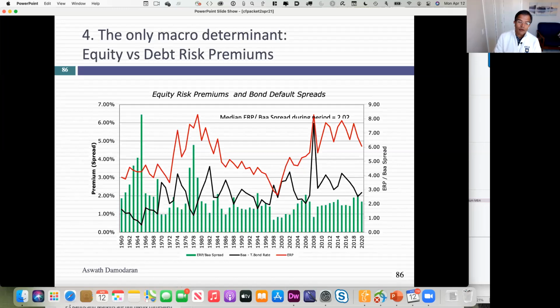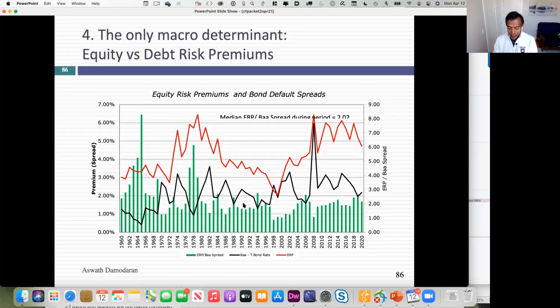The only macro variable that seems to drive optimal debt ratios is the price of risk in the equity and bond markets. Let me step back. Remember when we talked about equity risk premiums? I said this is the price of risk in the equity market. So if you look at this graph, the red line is my equity risk premium going all the way back to 1960. It goes up and down. You get the dot-com boom, it went down to really low.